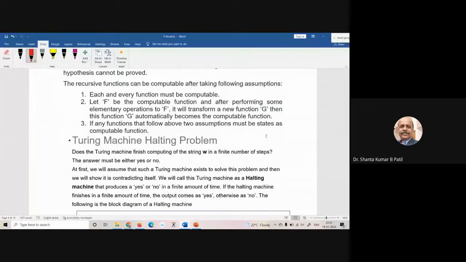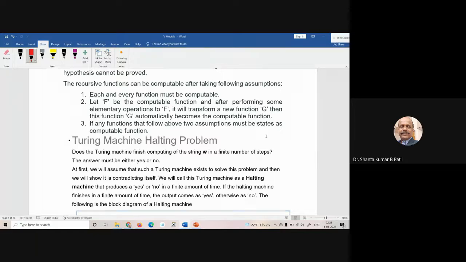So what is the halting problem? Does the Turing machine finish computing the string W in a finite number of steps? The answer must be either yes or no. Any Turing machine you take, by reading the string, if it is reaching the final state, we can say the string is accepted by the designed Turing machine. After reading the last symbol of the string, the machine is going to halt, whether it is halting on the double circle or the single circle.